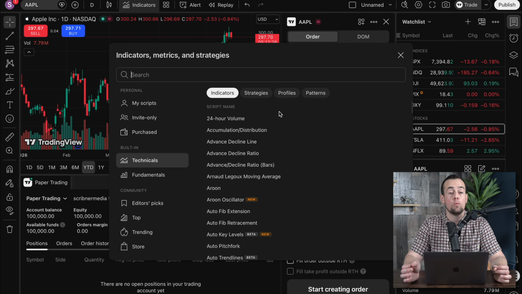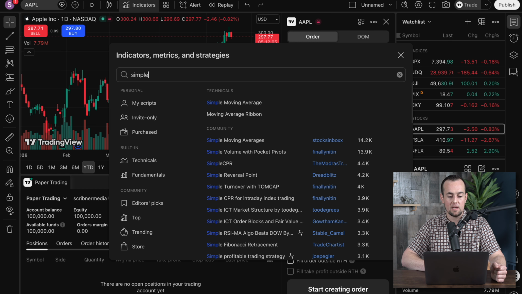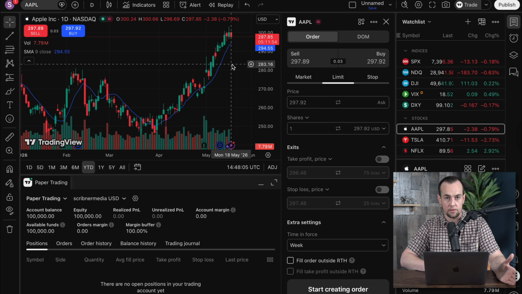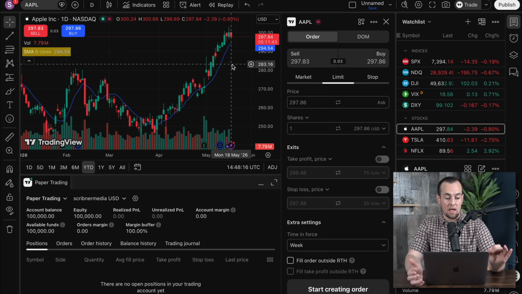Now, I'm going to teach you one of the most basic ones, which is called the SMA, or simple moving average. So what we're going to do here is type in simple, and then we can see listed at the very top here, simple moving average. So we're going to go ahead and click on that. And then if we close out of this, you're going to notice a blue line was now added to our chart. And in addition, in the top left of our chart below volume, we can now see SMA 9 close, and it says 294.54 to the right of that.